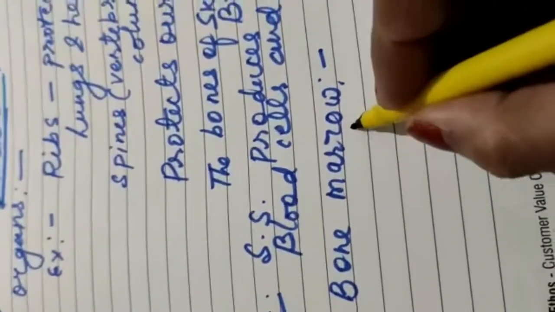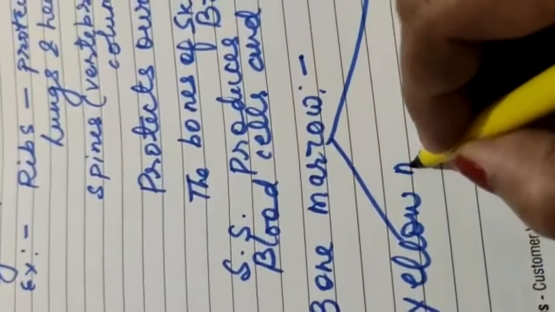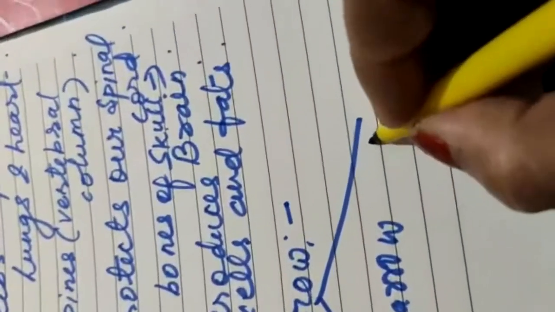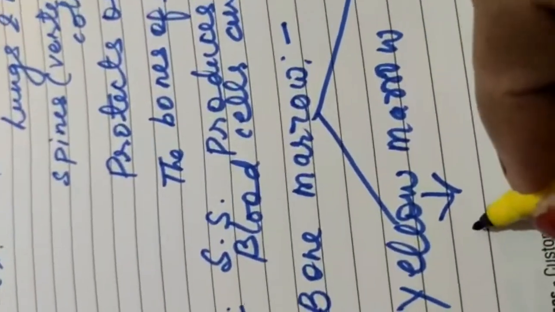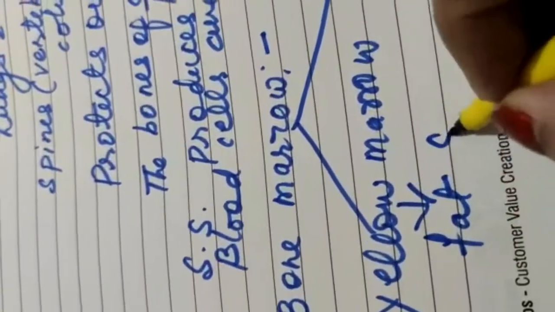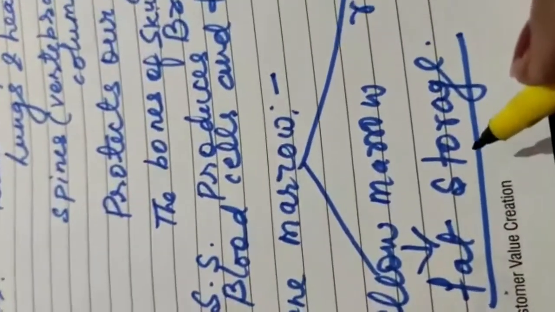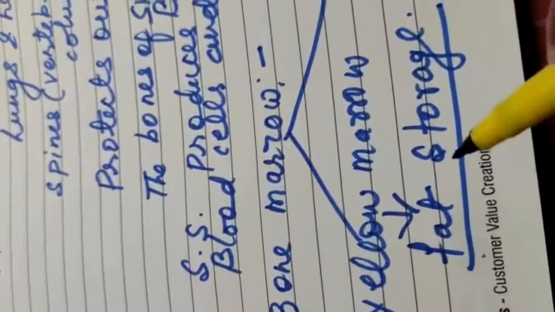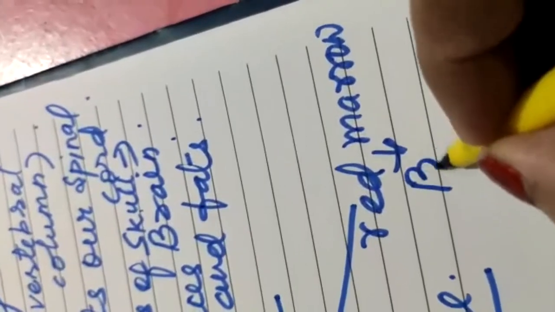Then that bone marrow is divided into two groups: yellow marrow, and the next one given in your book, red marrow. Yellow marrow acts as fat storage, for fat synthesis and fat storage. Red marrow helps in production of blood cells.